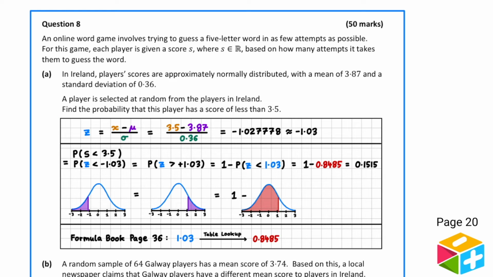The first thing to notice here is that we're working with a normal distribution. Our formula book contains probability tables full of information on this distribution, and this will be the key to solving this question. However, before we can use these tables, we must standardize our data. We do this by calculating the z-score. The formula is that z is equal to x minus mu all over sigma.